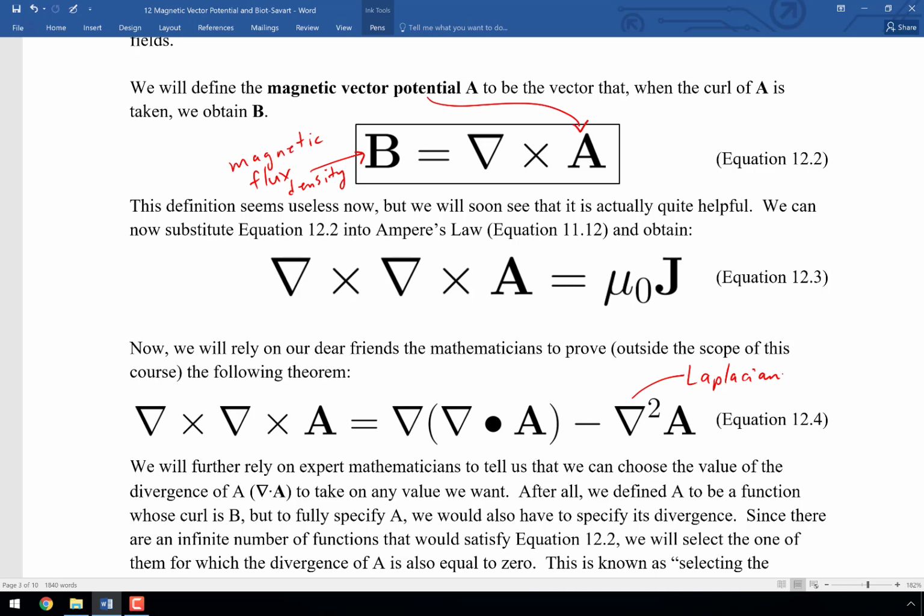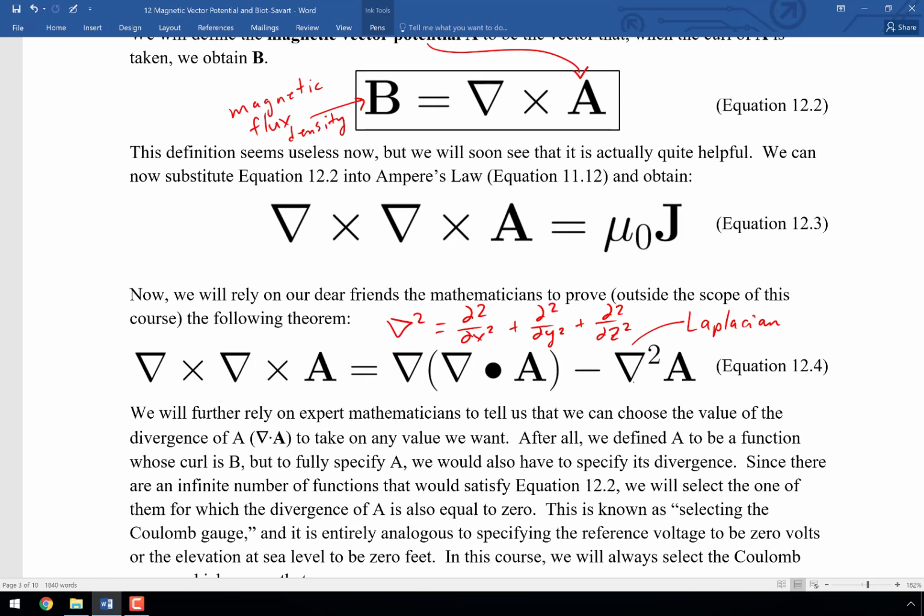So I wanted to remind you that you have in fact seen the Laplacian, that the Laplacian, the del squared, is basically equal to the second derivative in each of the 3 directions. So it's a second derivative with respect to x, a second derivative with respect to y, and a second derivative with respect to z. So I just wanted to remind you that you have in fact seen the Laplacian. Now we're going to rely further on expert mathematicians to tell us that we can choose the value of the divergence of A to take any value that we want.